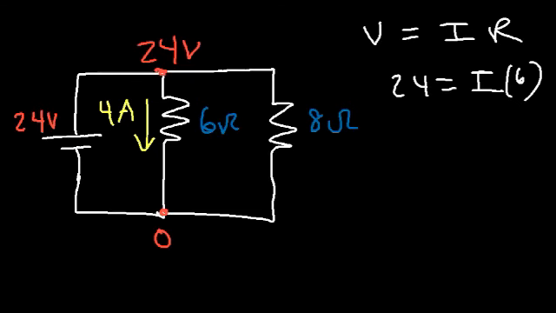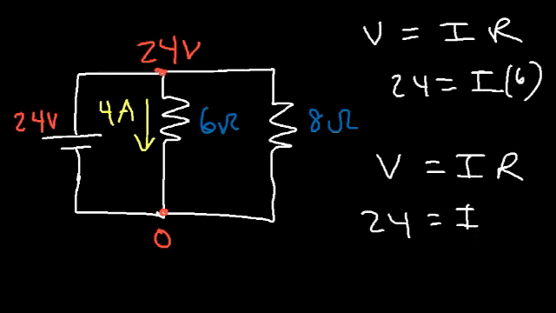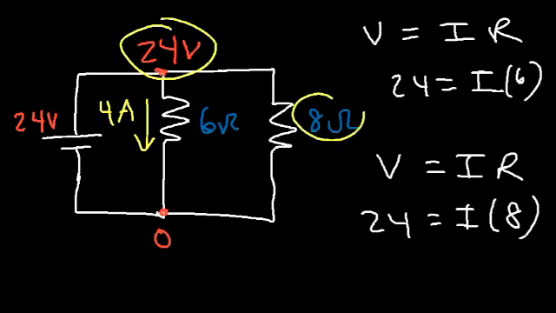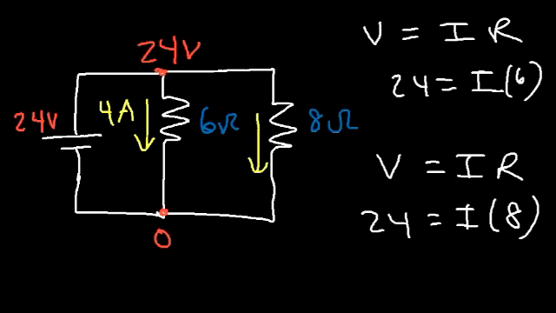Now what about the 8 ohm resistor? What is the current that flows through it? Using the same equation, V equals IR, Ohm's law, the voltage is 24 volts and the resistance is 8. So all you've got to do is divide 24 by 8 and you can get the current that flows through it. 24 divided by 8 is 3. So 3 amps of current flows through the 8 ohm resistor.